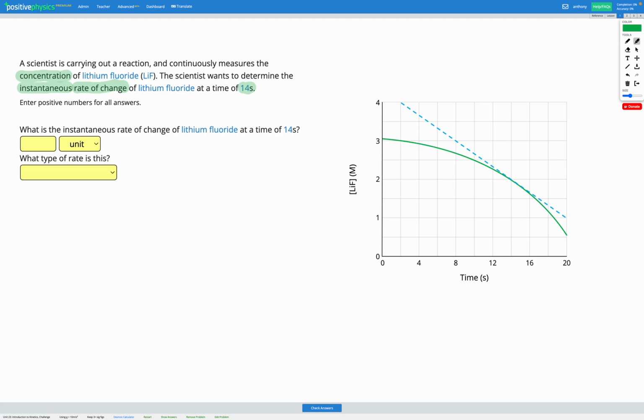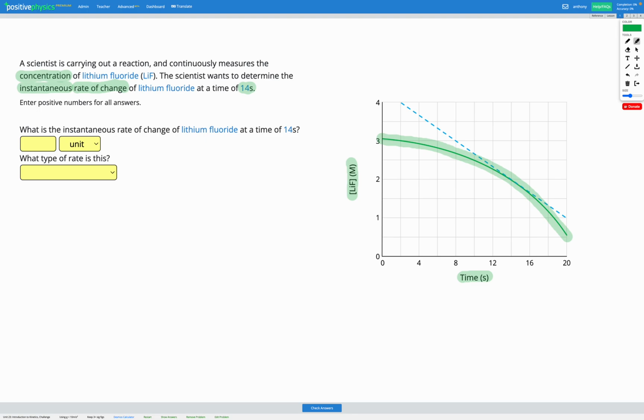So looking at our graph here, we have concentration of lithium fluoride in units of molar, in other words, moles per liter on the y-axis. We have time in seconds on the x-axis. And this green line here, that's showing how our concentration of lithium fluoride changes over time. So we can see here, it's not linear, it's a curve.